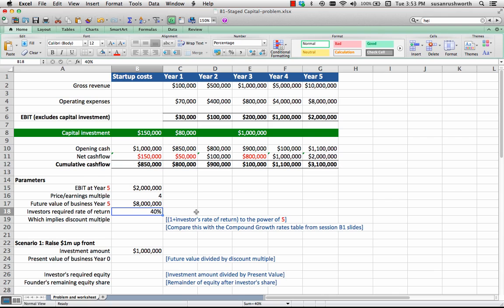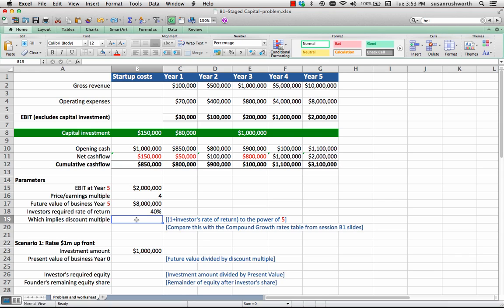Let's say our investor requires a rate of return of 40%. That's been put in as a percentage. If I change that to a number, you'll see it turns to 0.4. I'll put it back to a percentage. What that means is that for every dollar that the investor invests now in year 0, he expects to get another 40% on top of that dollar, compounded over 5 years. So after a year, his dollar will be worth $1.40. After 2 years, it will be worth $1.40 plus another 40%, and so on.